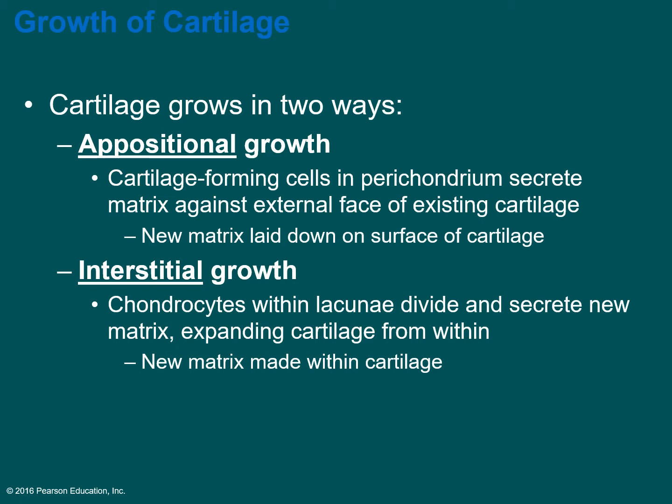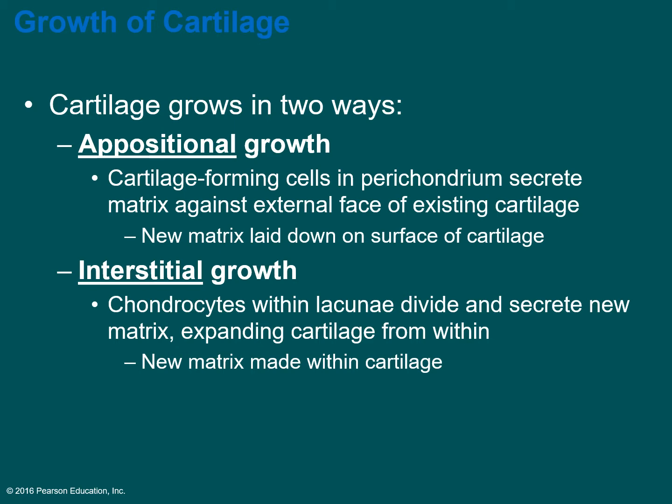So cartilage can grow in two ways: by appositional growth or interstitial growth. Appositional growth is something we see with bone growth as well. It's when you're on the exterior surface and you're laying down new matrix on the surface. So it's like you're growing outward in diameter.